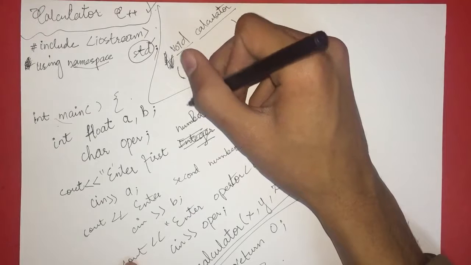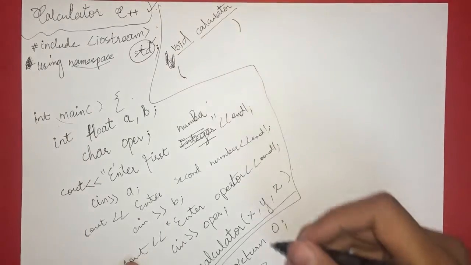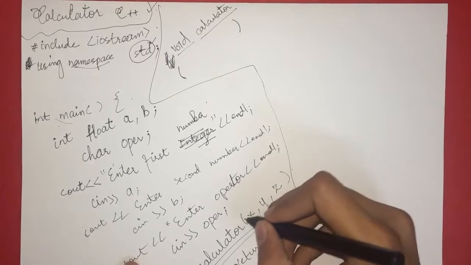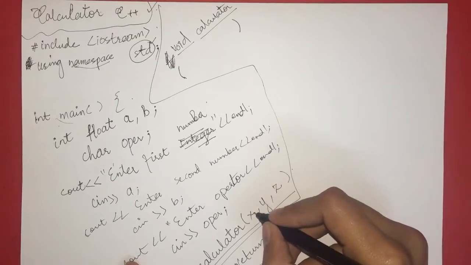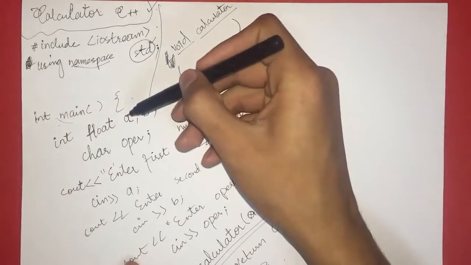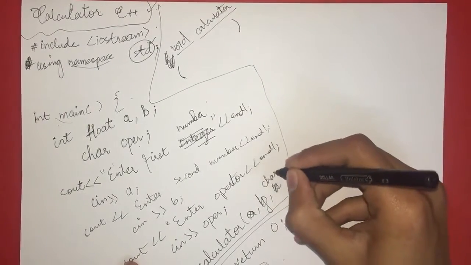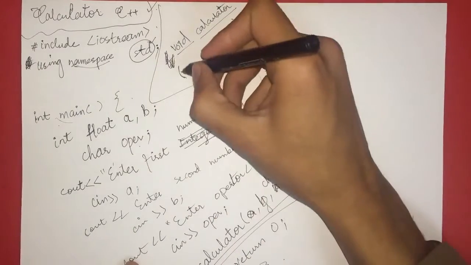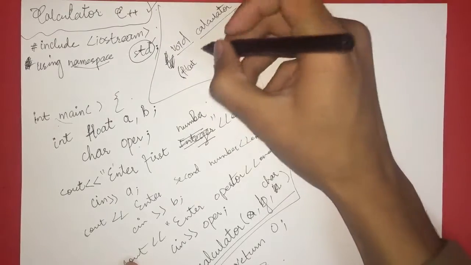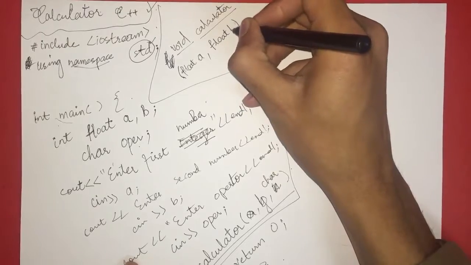Sorry, here we are calling a function, so we are going to set the actual parameters here. These are our actual parameters: a, b, and this is char. Sorry. Here a is of data type float, so float a, comma float b.